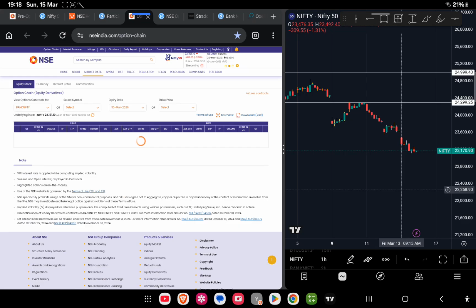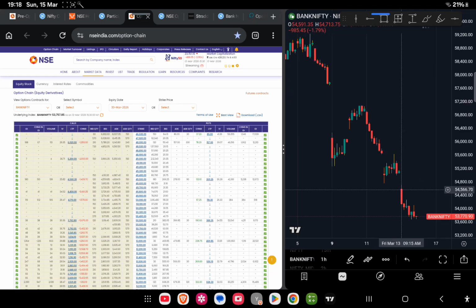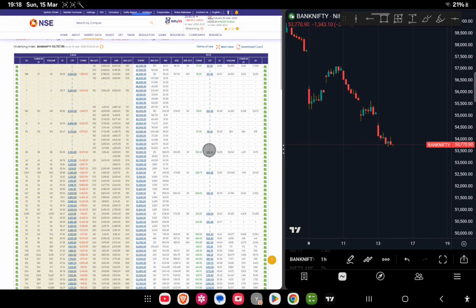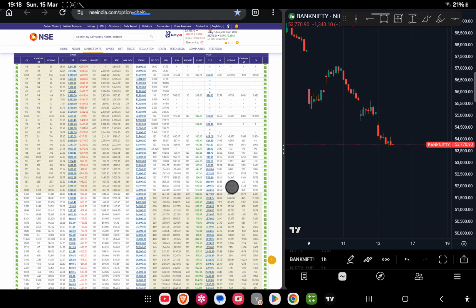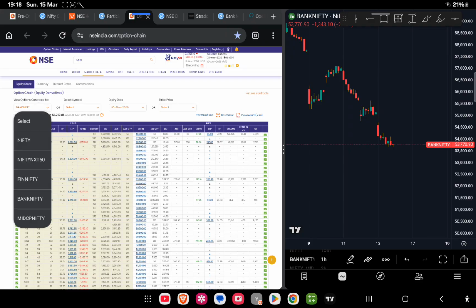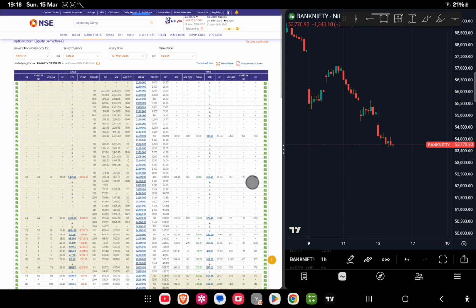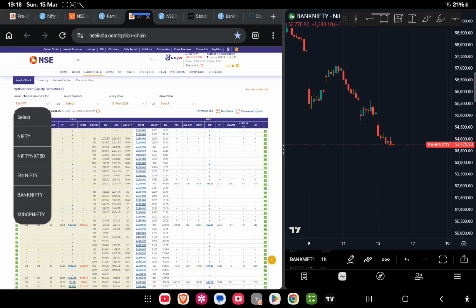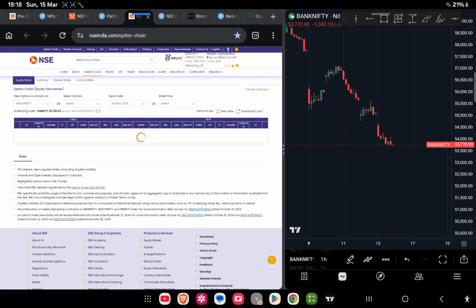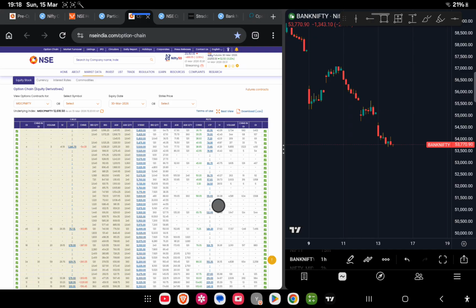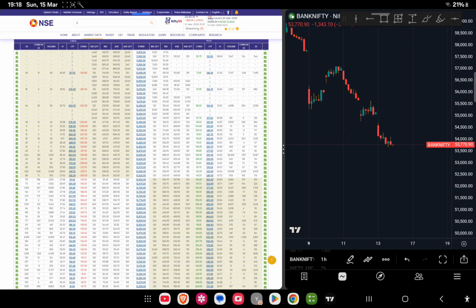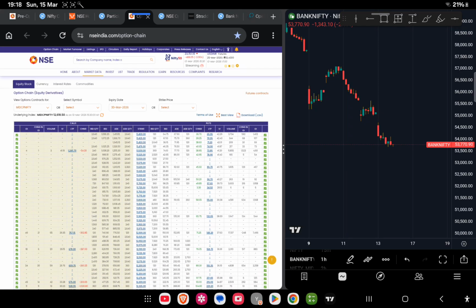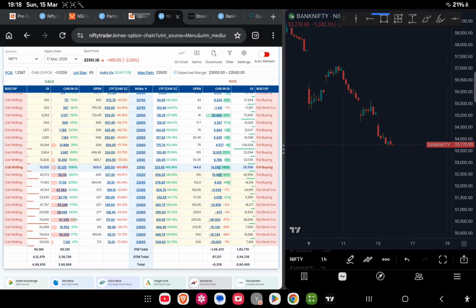When you check for Bank Nifty, here is the chart for Bank Nifty. You could clearly see how the downtrend is very promising here. Same pattern in Bank Nifty also. When you check for Finnifty, same pattern in Finnifty as well, but you could see the OI buildup is not as promising as Bank Nifty or Nifty. Midcap Nifty also has a huge gap, and you could clearly see it's a downtrend. Okay, moving on to Nifty.